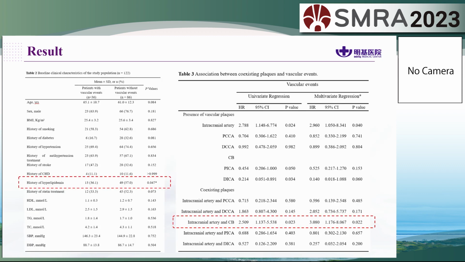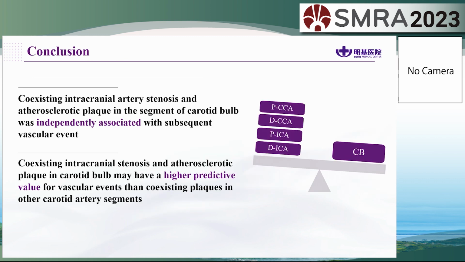In summary, we know that coexisting intracranial arterial stenosis and plaque in the CB segment was significantly associated with subsequent vascular events. This coexistence may have a higher predictive value for vascular events than other carotid artery stenosis. Thank you.